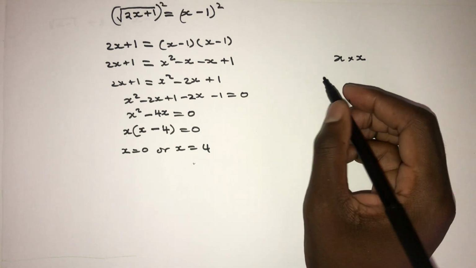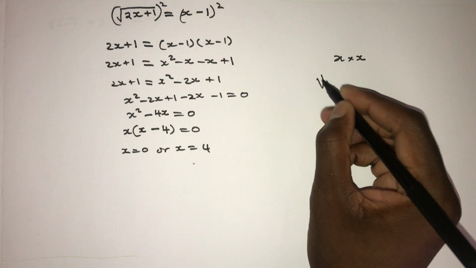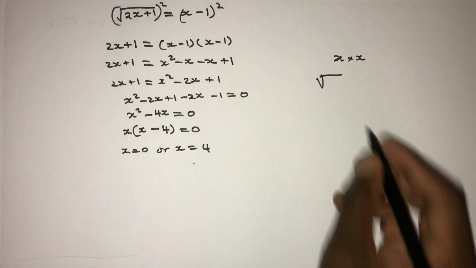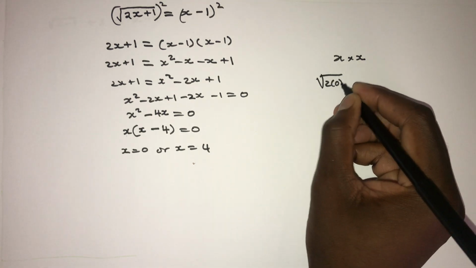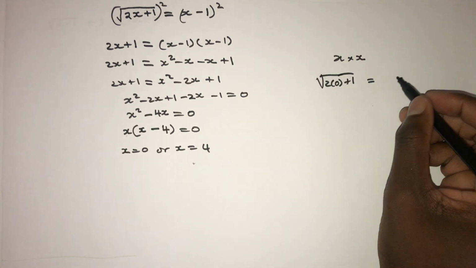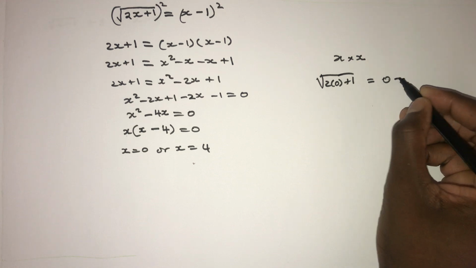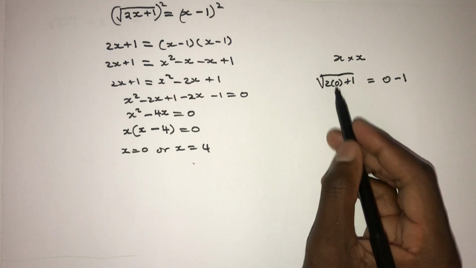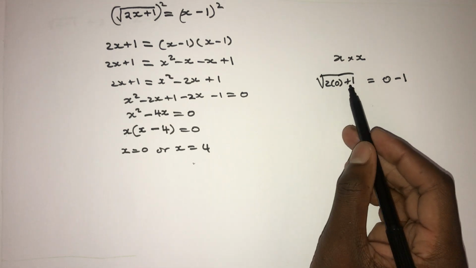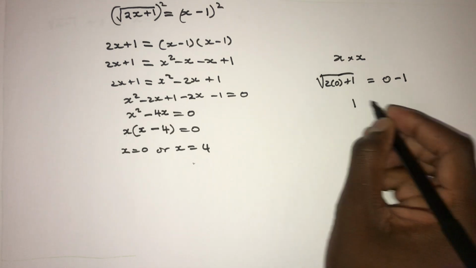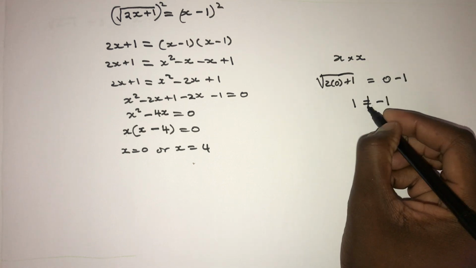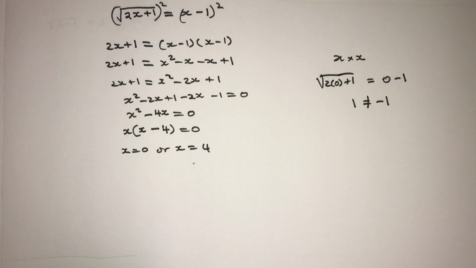We must check which one is correct. So let's start with 0. In the square root, where there is x, we put 0. So it's 2 times 0, then plus 1, equals to, this side is 0 minus 1. Then 2 times 0 is 0, we'll be left with 1. Then the square root of 1 is just 1. Then 0 minus 1 is just negative 1. So 1 is not equal to negative 1.